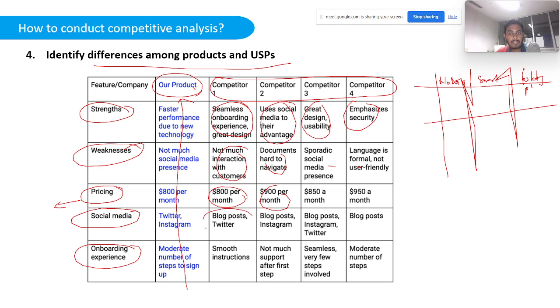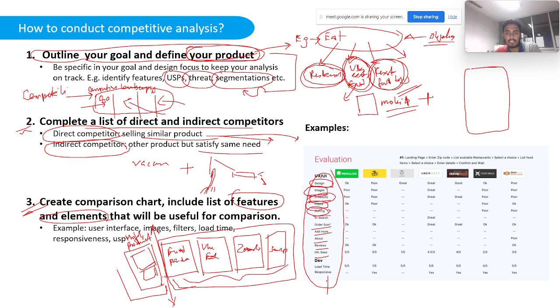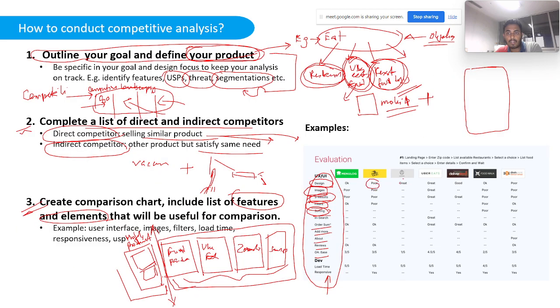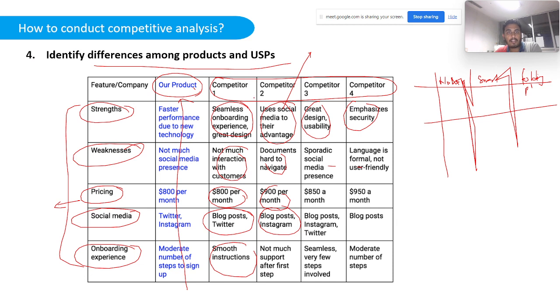Then information from social media. Then it can be like onboarding experience. So all these can be the same features which we previously selected, and then we try to define in terms of wordings what their strengths and weaknesses are, or we can also use some sort of rating. Here we are providing ratings like poor, great, like that also. Either way, we are trying to compare the competitors and then try to establish our own value proposition against those features.